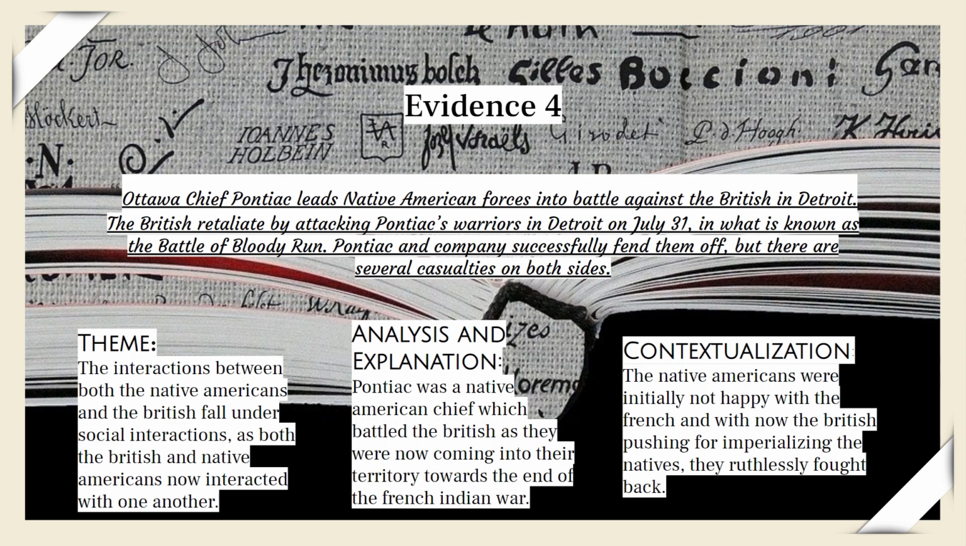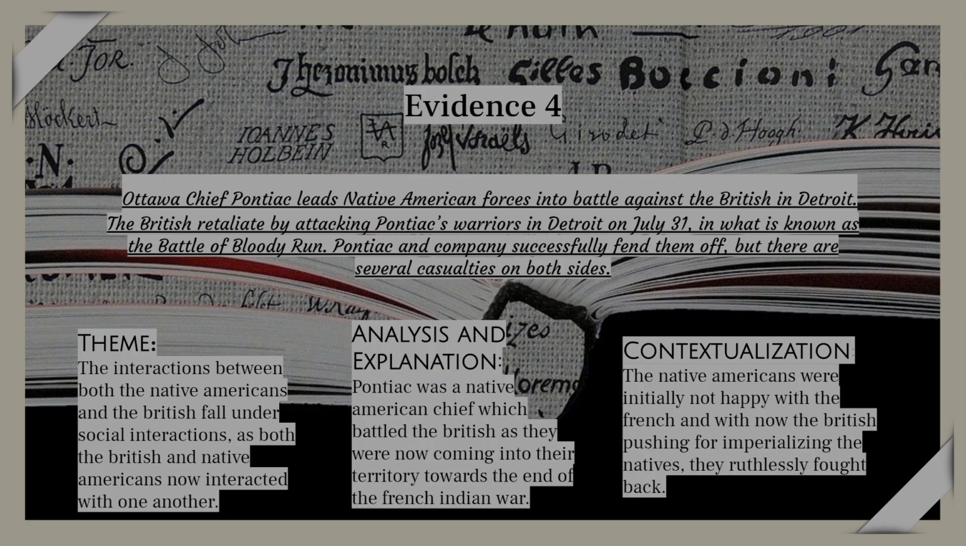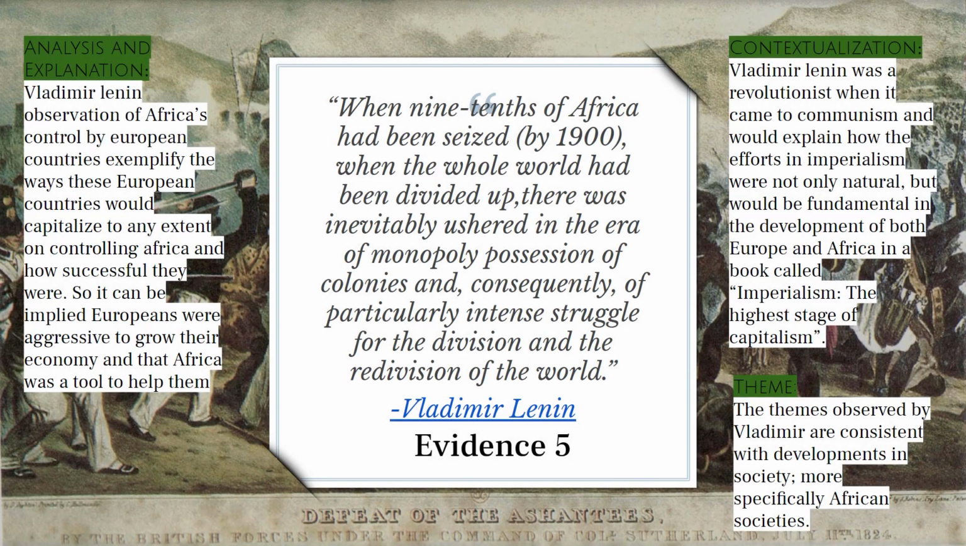Last but not least, we have our fifth piece of evidence. Evidence 5 consists of a quote from Vladimir Lenin's book called Imperialism, the Highest Stage of Capitalism. The quote says, when 9/10 of Africa had been seized by 1900, when the whole world had been divided up, there was inevitably ushered in the era of monopoly possession of colonies and, consequently, of particularly intense struggle for the division and the redivision of the world.